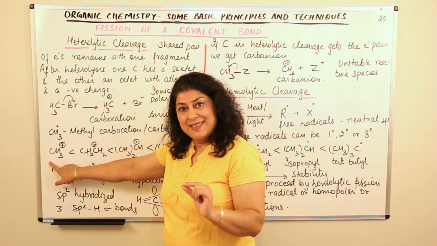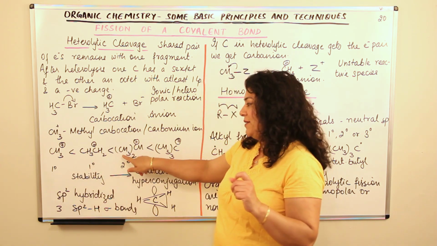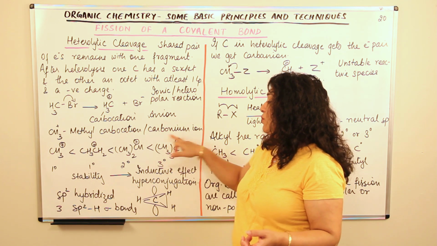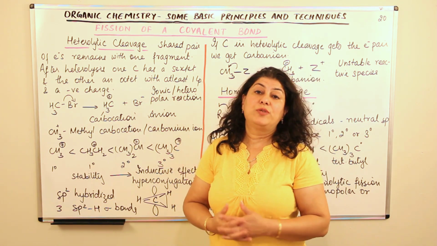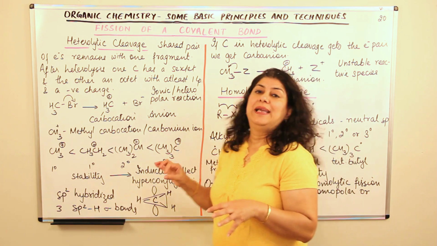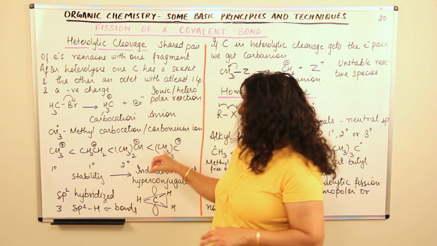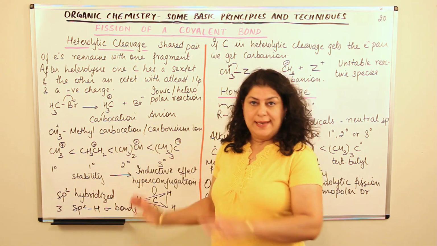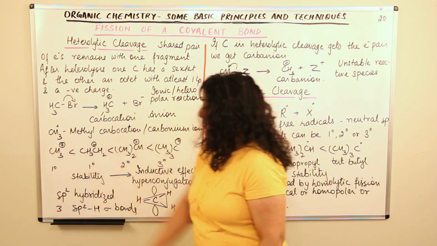Therefore, this is the least stable, this is more stable, this is even more stable because it has 2 methyl groups attached to the carbon, and this is the most stable, which has 3 methyl groups attached to the alpha carbon. How do you explain this? Why is a tertiary carbocation more stable? Why is a secondary carbocation less stable than that, and lesser?